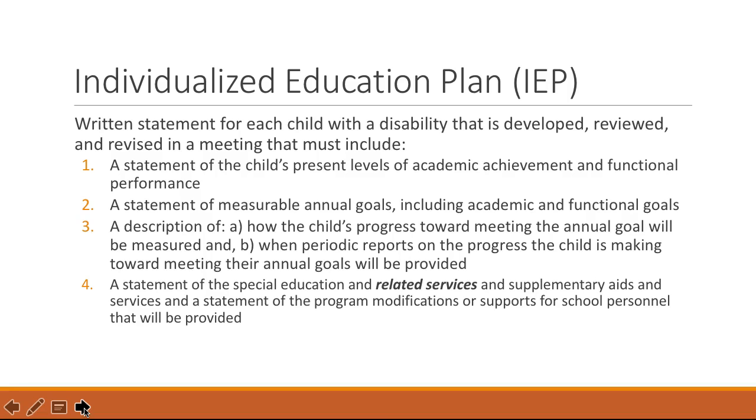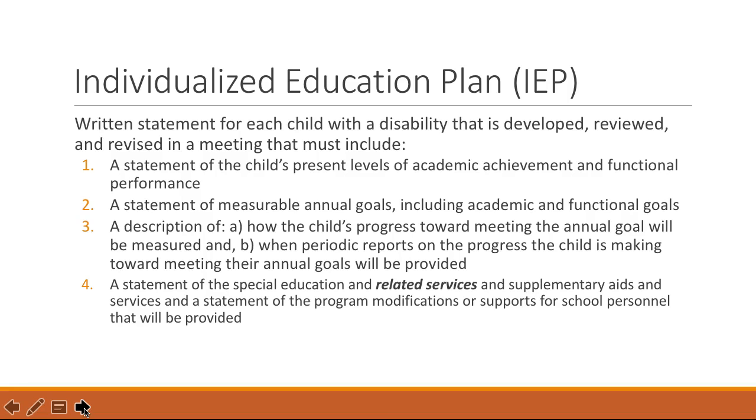The IEP must also include a statement of measurable annual goals, including academic and functional goals that are designed to meet the child's needs that result from the child's disability and enable the child to be involved in and make progress in the general education curriculum and meet each of the child's other educational needs that may result from their disability. The IEP also must include a description of how the child's progress towards meeting the annual goals will be measured and when periodic reports on the progress the child is making towards their goals will be provided.